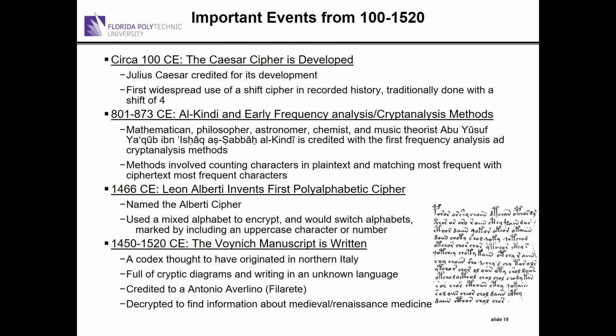And around Renaissance Italy, between 1450 and 1520, a mysterious codex appeared. This codex is known as the Voynich manuscript. Not everything is yet known about the book, but it is thought to be the work of Filarete, or Antonio Averlino, who was a Renaissance architect at the time. Most of the codex, not all, has been decrypted to reveal information on medieval practices.